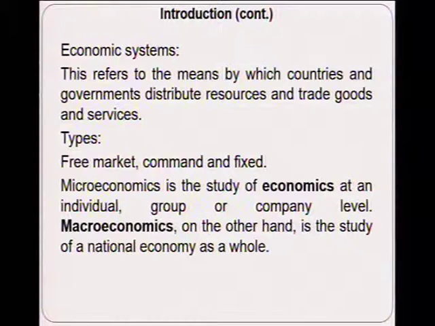Economic systems, still by way of introduction. An economic system refers to the means by which countries and governments distribute resources and trade goods and services. That is an economic system. And economic systems are basically three. We can have the free market economy, whereby there is no restriction. We can have the command economic system, such as communism and socialism. We can have the mixed as well, whereby we have a combination of the two.